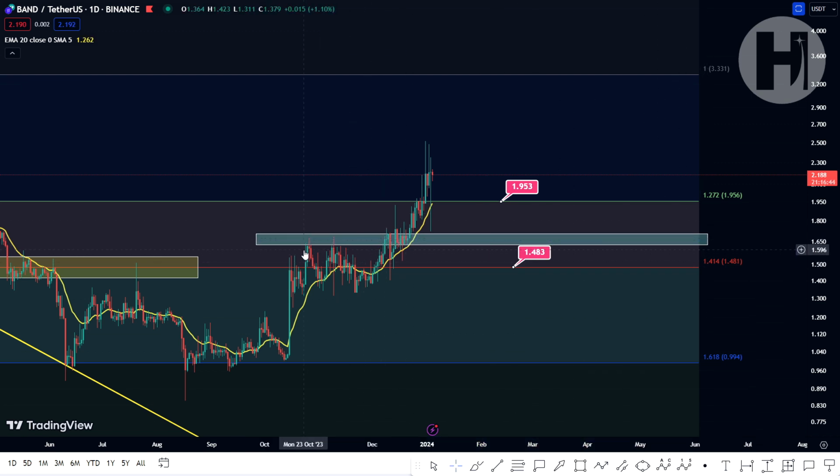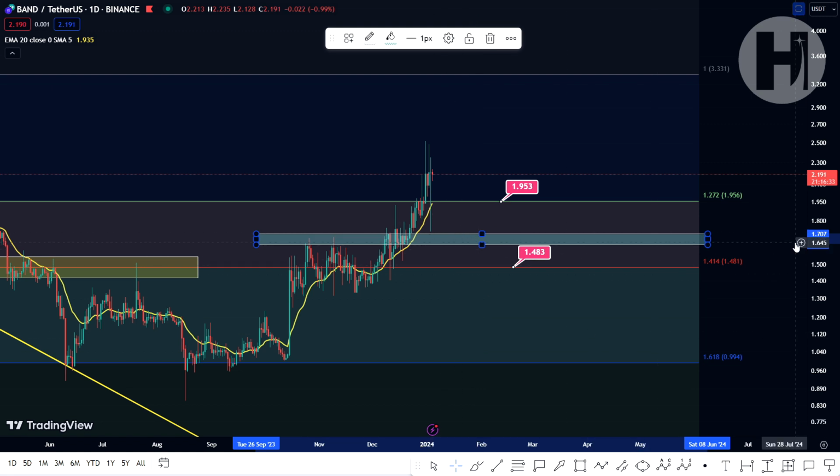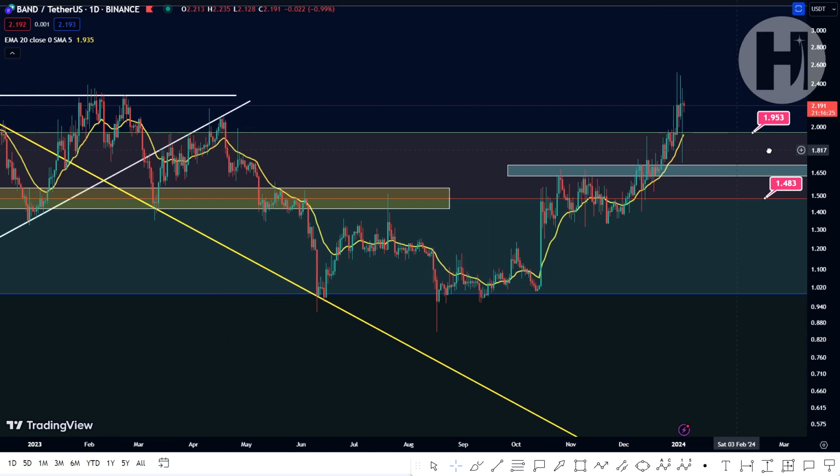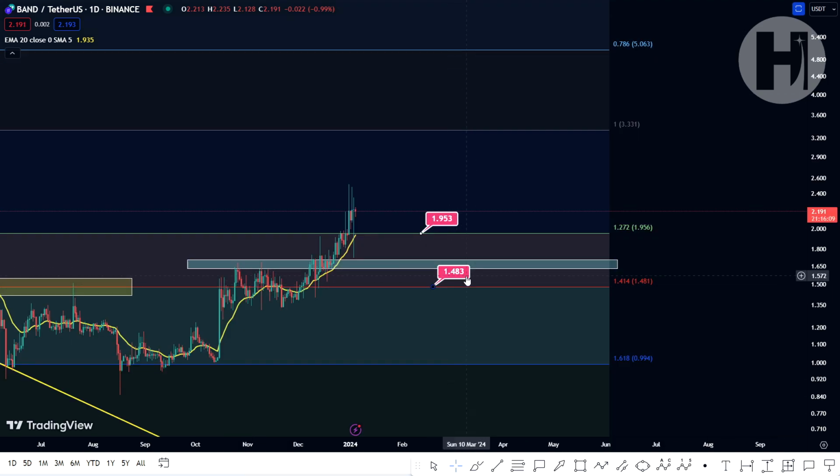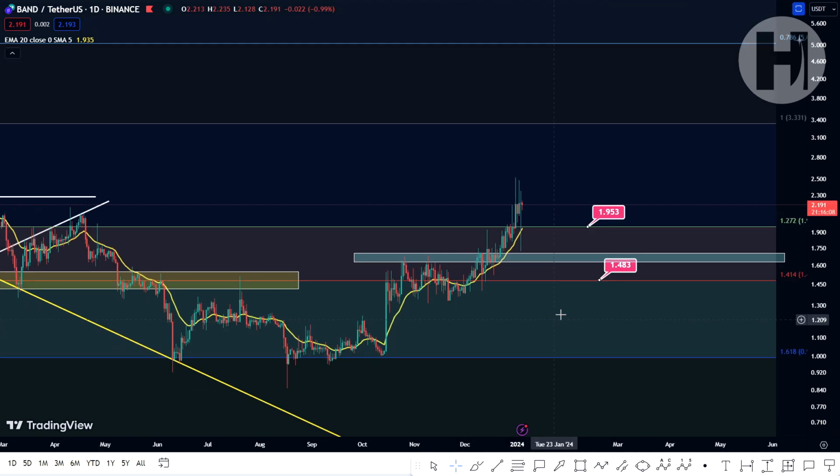And we have been retesting this a few times in 2023, in October, in November, in December. So coming back down to that is very possible. So $1.70 down to $1.63. You can start building a position around those prices. Of course, not financial advice. And of course, you have the 1.414 at $1.48.